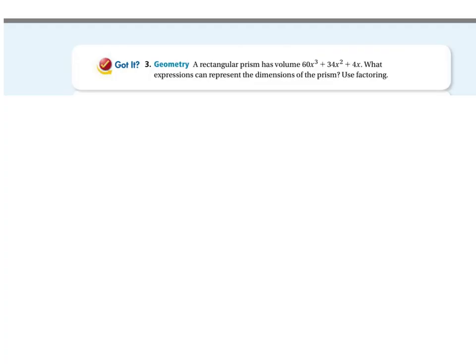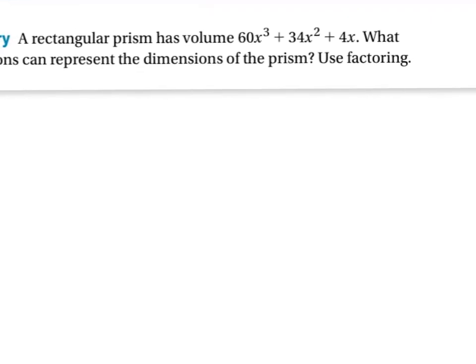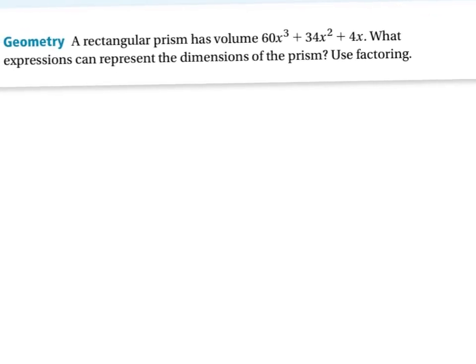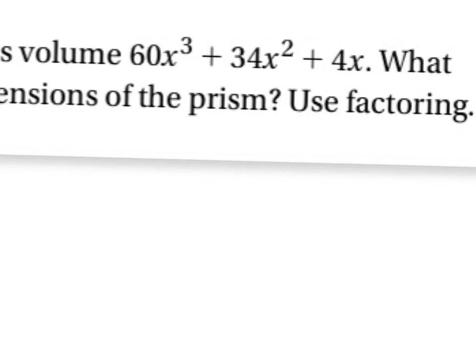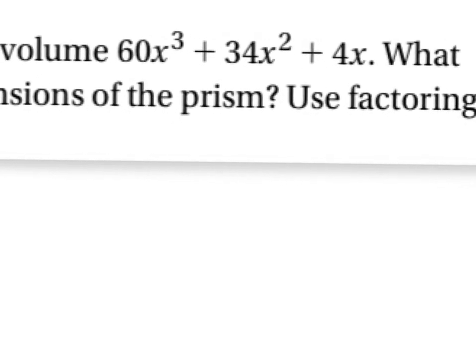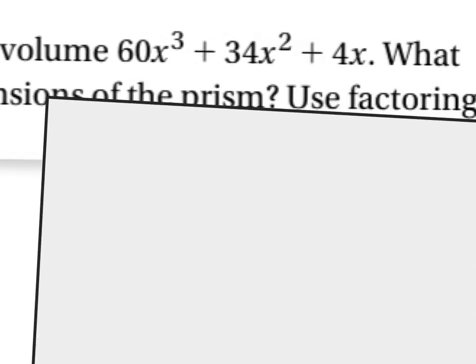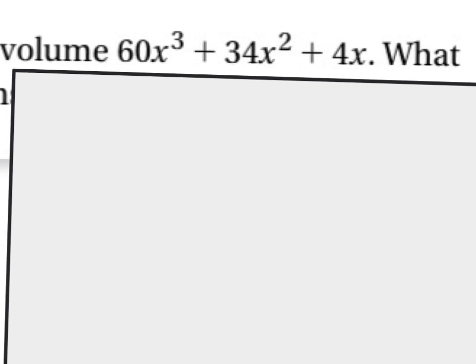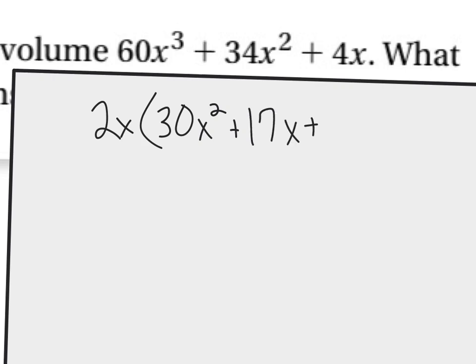So the guide at 3 is pretty much identical, other than the numbers are changed. It's a rectangular prism. What are the dimensions? So basically, we're trying to factor this thing out. With these numbers, we have a GCF of 2x to start with, which would leave us with 30x squared plus 17x plus 2.